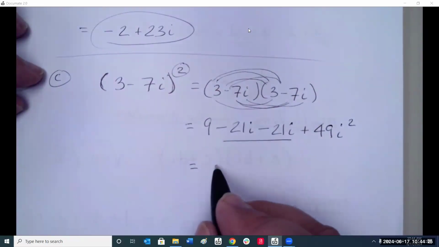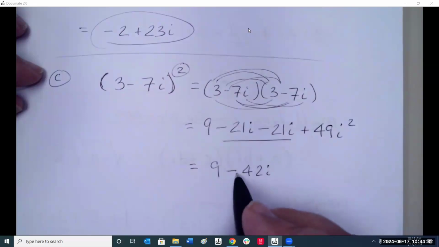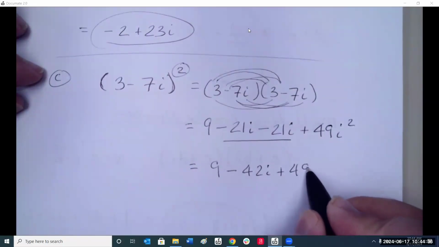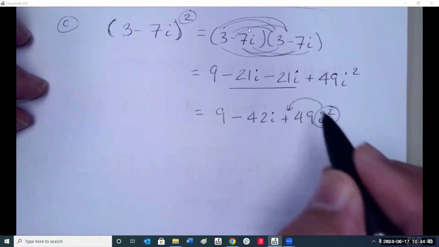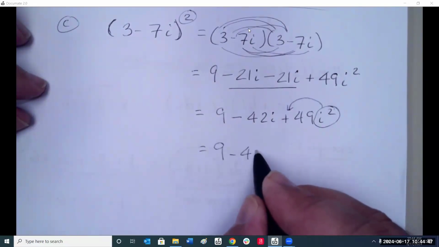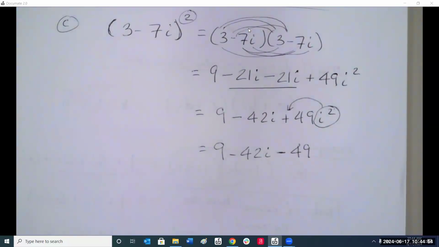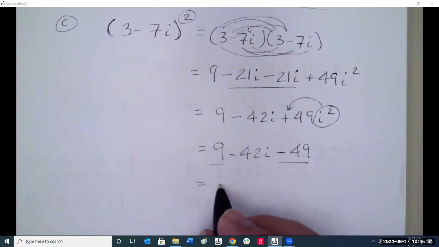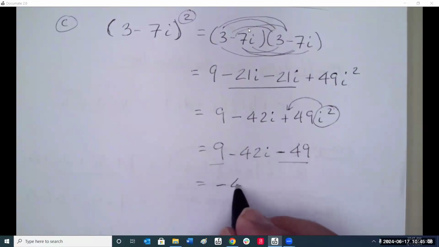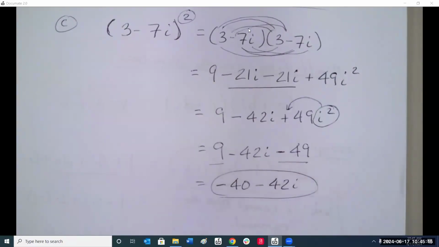Combine like terms. Negative 21, negative 21 is negative 42. Since they're both negative, the answer is negative. All I squared does is change the sign of its coefficient. Since it's positive, it becomes a negative. That's the only thing negative 1 will do is change sign. So combine like terms. Negative 49 plus 9. 49 is bigger, so it's negative. 49 minus 9 is 40. Minus 42i. And there's that answer.